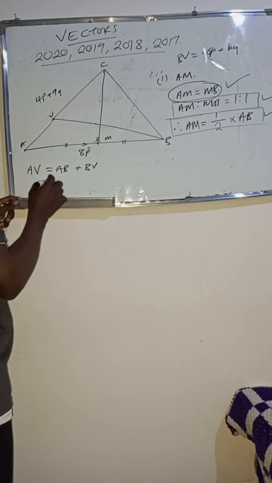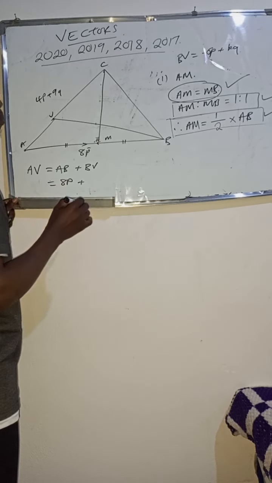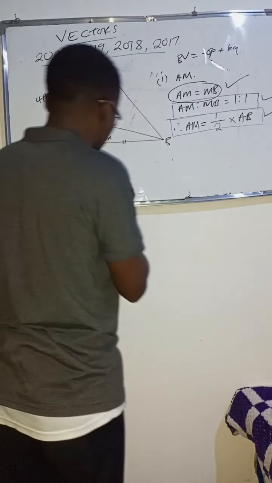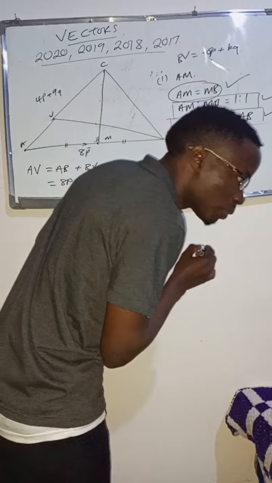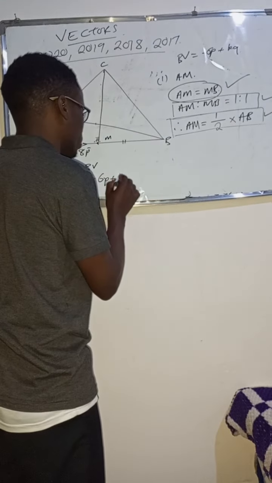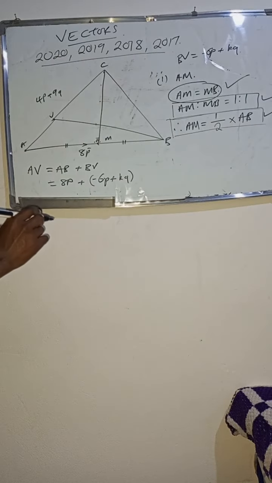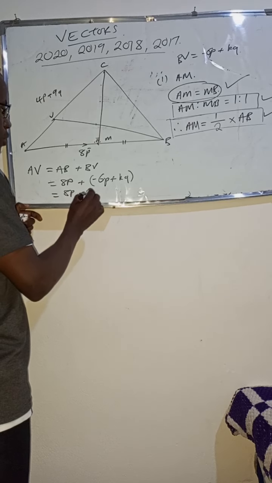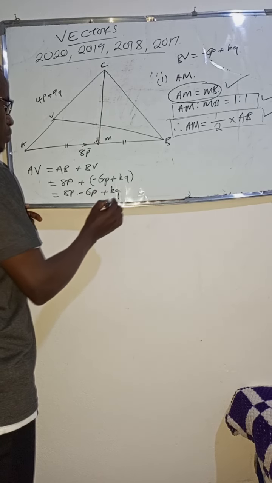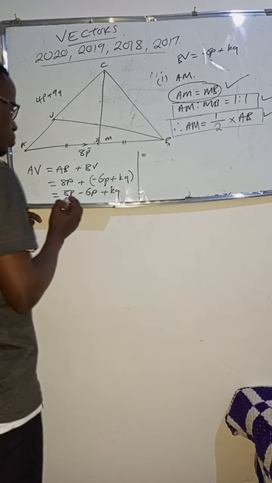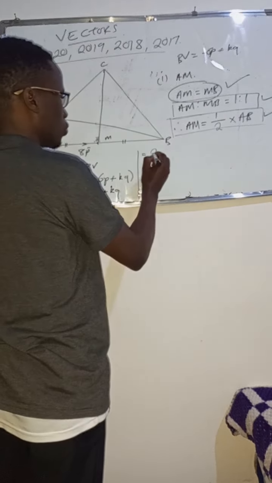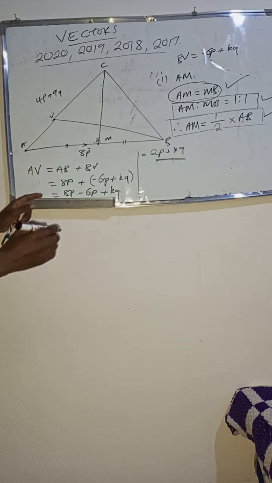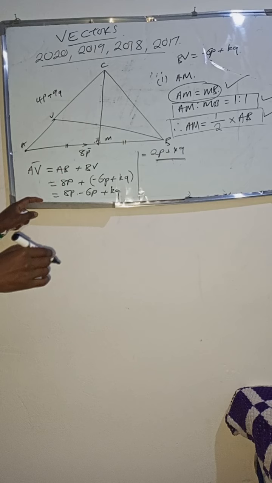Now, what is AB? AB we're already given as HP plus BV. I think we're given that one in the question, right? BV is given as negative 6P plus KQ. So this is going to be equal to HP minus 6P, then plus KQ. So this is then going to be equal to HP minus 6P is 2P, I mean plus KQ. So this is going to be the vector AV. That is the vector AV.